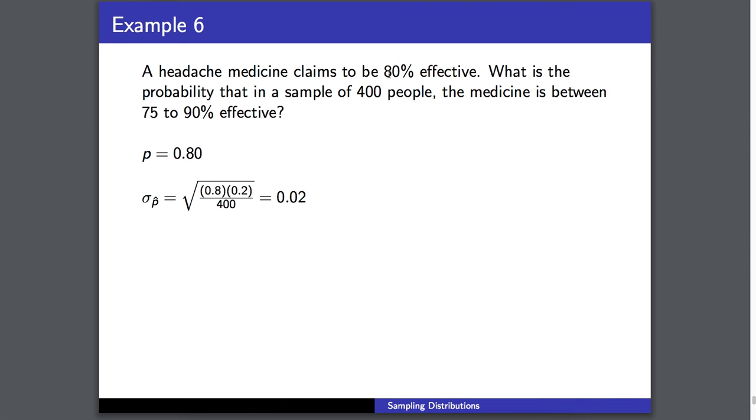And for our standard deviation, if we take 0.8 times the probability of failure, which is 0.2, and divide that by 400, and then take the square root of that result, we get about 0.02. So exactly a 2% standard error for this headache medicine. So let's fire up the normal distribution calculator with our values here between 75 and 90, and then our mean and our standard error, which is going to be our standard deviation.